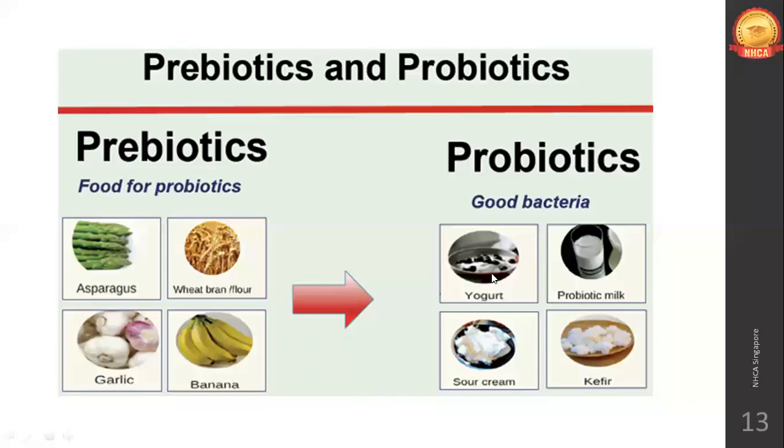So yogurt has a lot of lactobacilli. Probiotic milk like Yakult and all. Sour cream also has lactobacilli, kefir. These all are dairy products which are a great source of lactobacilli. You can make kimchi at home as well, or you can use pickled vegetables, not the spicy ones. Just pickle a few vegetables with vinegar, sugar, and some whole spices, and use it within a week or so. That is also a good source of probiotics.